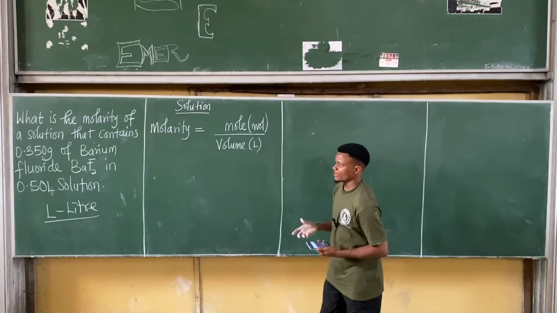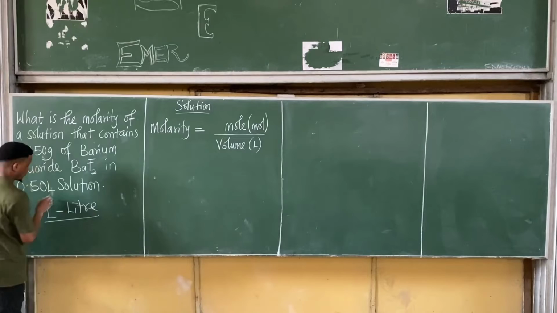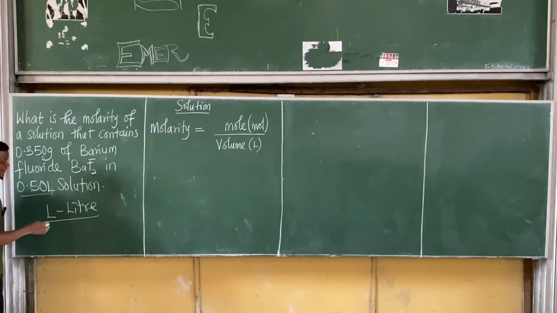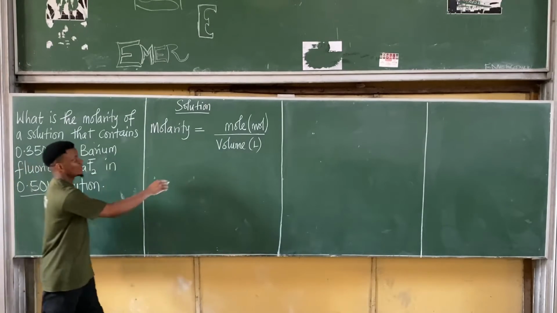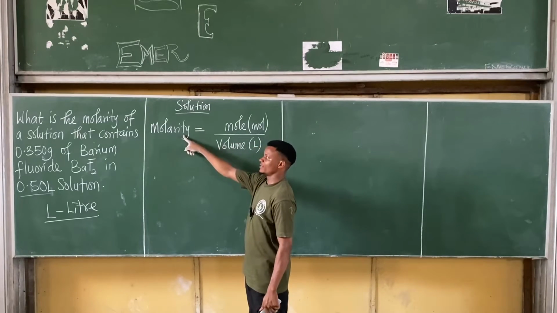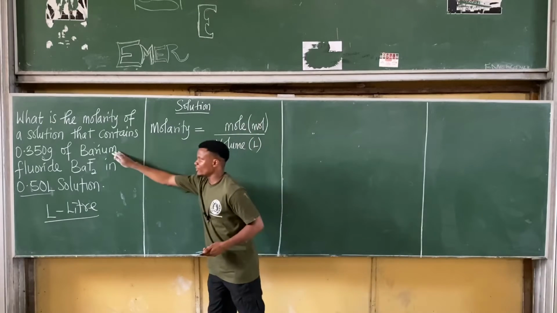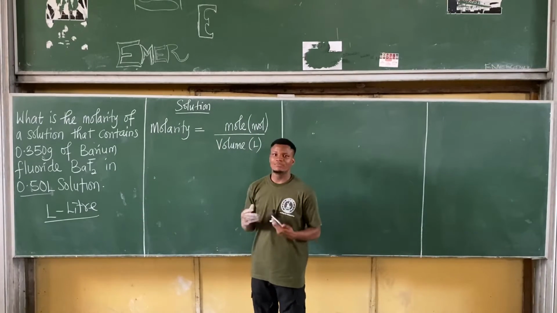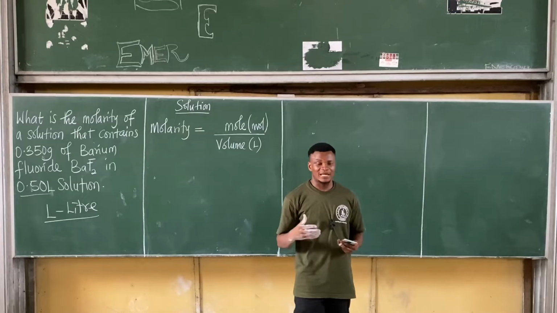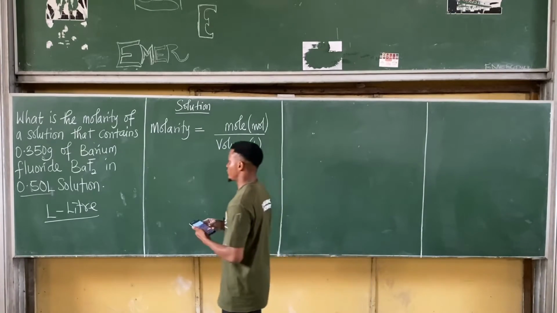If I look at the question, I already have the value of the volume, which is 0.50 liter. So this one is already taken care of. I'm asked to calculate molarity, so all I have to do is find the mole of barium fluoride. If I can get the mole of barium fluoride, we can now find the molarity. So first things first, let's find the mole of barium fluoride.